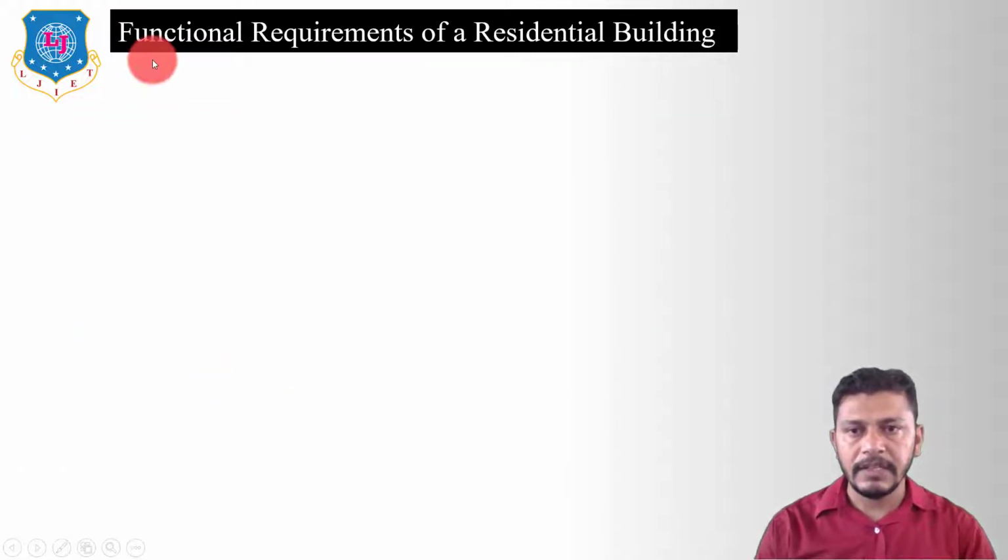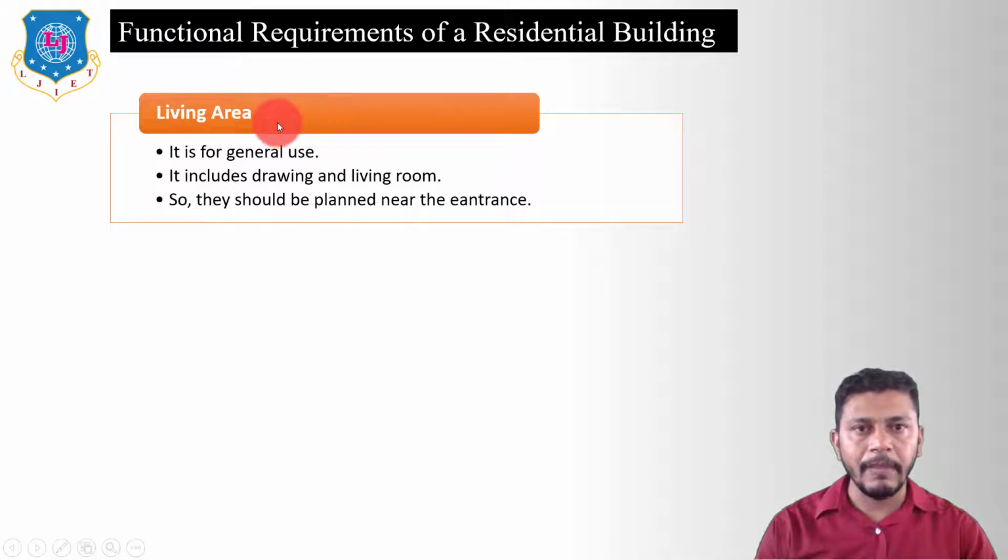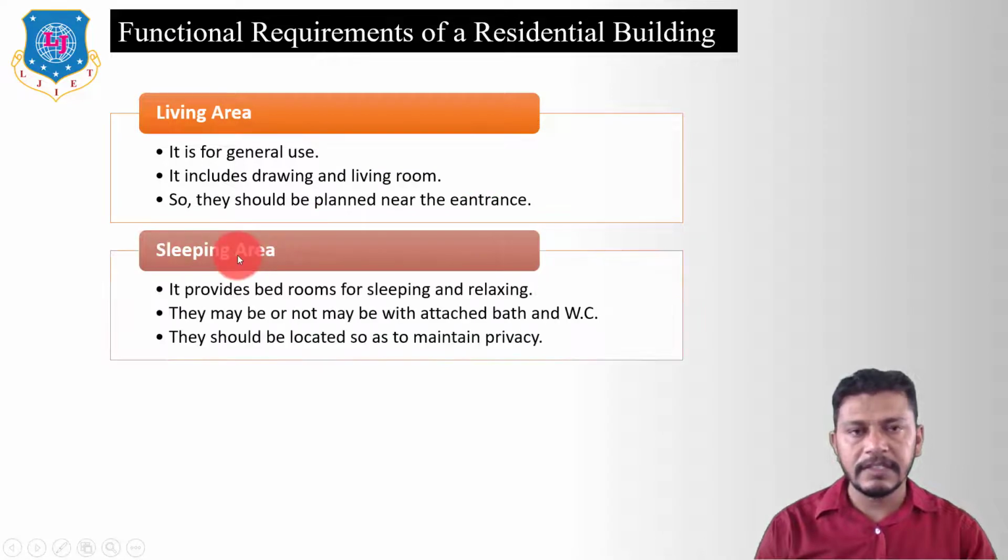Now let us see the basic functional requirements of a residential building. The first functional requirement is the living area. It is for general use. It includes drawing and living rooms, so they should be placed near the entrance. The second is the sleeping area, which provides bedrooms for sleeping and relaxing. They may or may not have an attached bath or WC. They should be located so as to maintain privacy.